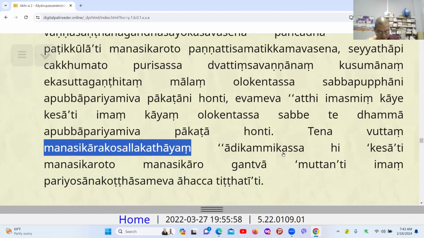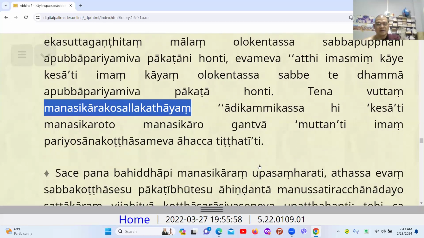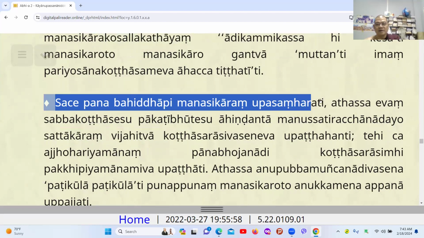Sajipana Bhaidabi Manasikara Upasaradi. So not only our own body. Now when we look at the other body, Bheda body, Manasikara Upasaradi, we observe the other body, Kisa Loma Nakadada, the jaw. So the other body, not our own body. So we are expert to bring those 32 parts of the body to our mind. We are expert already. So when we look at the other body, Atha sa ewa sabakota sesu pagati butesu ahindada.